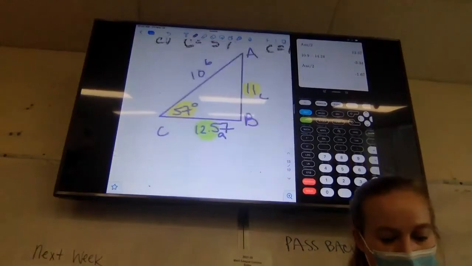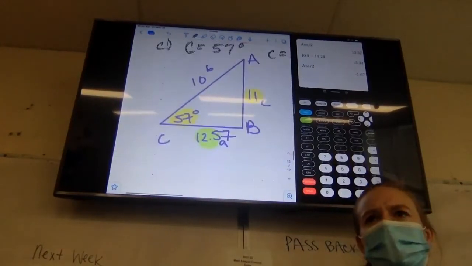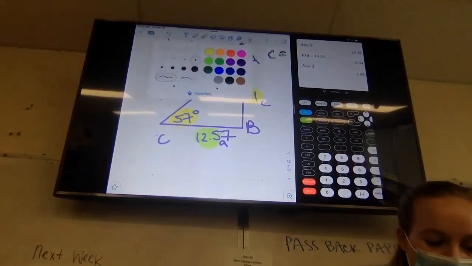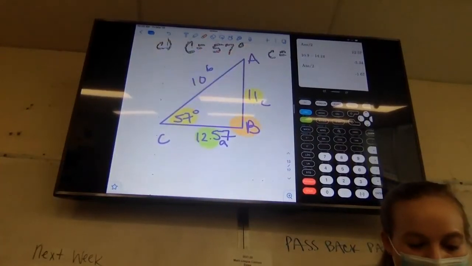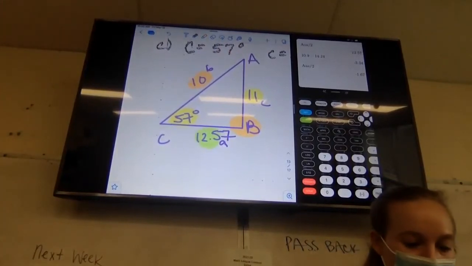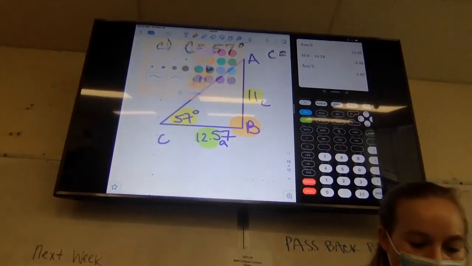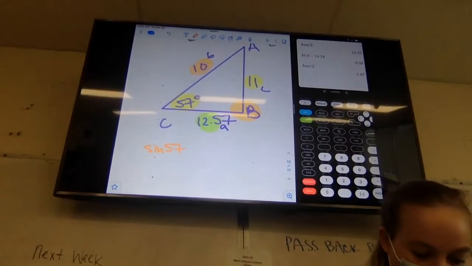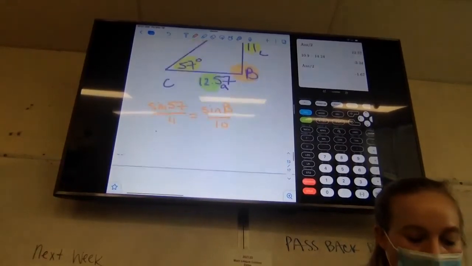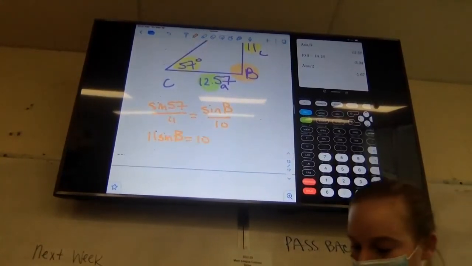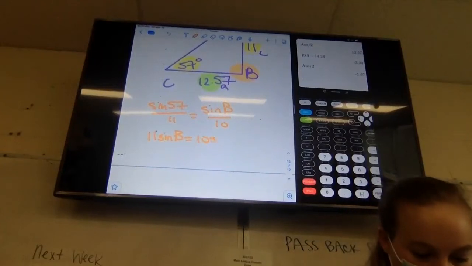Do you guys care if we find A or B? Does it matter to you? Okay, let's find B because that was the problem that was given to us. And that way, if we messed up for some reason on 12.57, then we're at least not messing up in the next part. So I'm going to do law of sines. Sine of 57 over 11 equals sine of big B over 10. Cross multiply and solve. I get 11 sine big B equals 10 times sine 57.